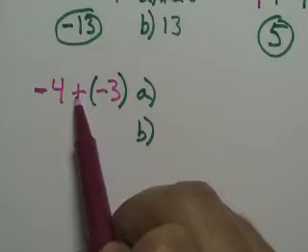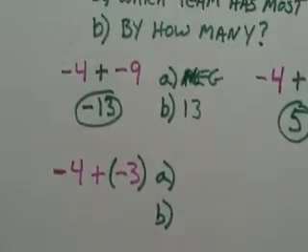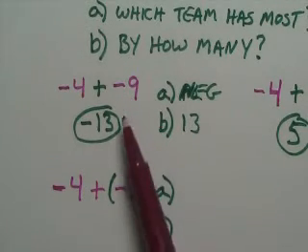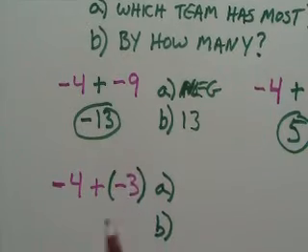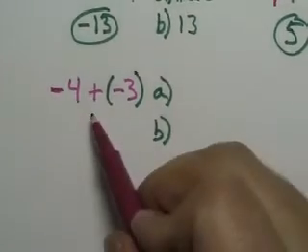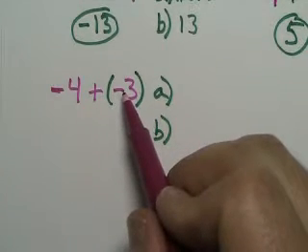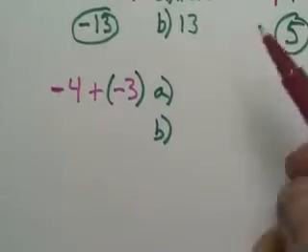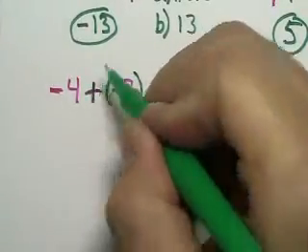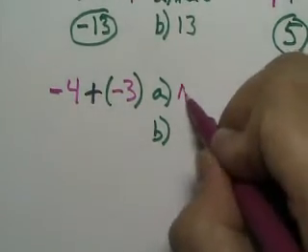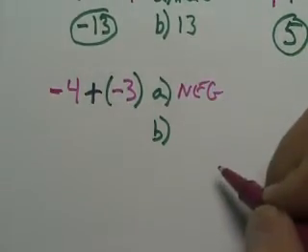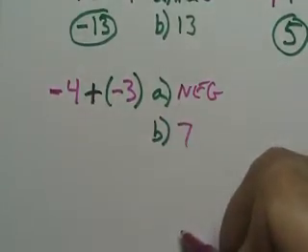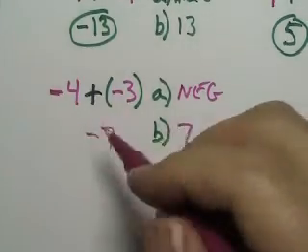Here's another one, -4 and -3. What's different is, this time I separate it with parentheses, which is actually easier than the first one, which is more confusing. So let's see, I have a -4 and a -3. Which team has the most, the negatives or the positives? The negatives. I have both negatives here. How many more negative do I have than positive? Well, it's all negatives. There's 7 more. And so my answer is -7.